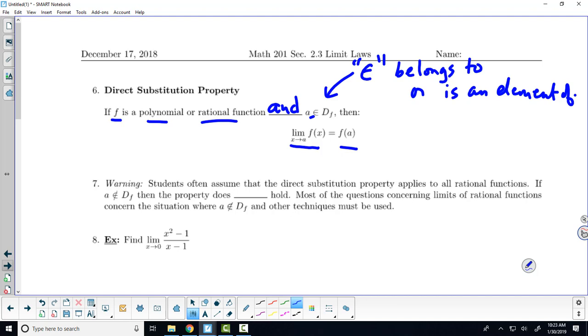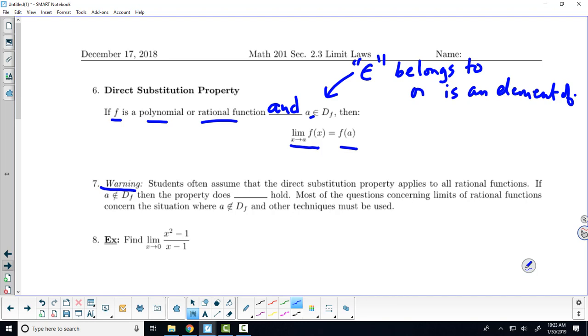Okay? All right. I don't know how to emphasize this any more than to put warning and say it. But I see this all the time when people first learn limits. They get this direct substitution property and they think they can apply it everywhere. They think they can apply it in every single problem we do. And it's only if these conditions are met that you can do the direct substitution property. Okay? So students often assume the direct substitution property applies to all rational functions.